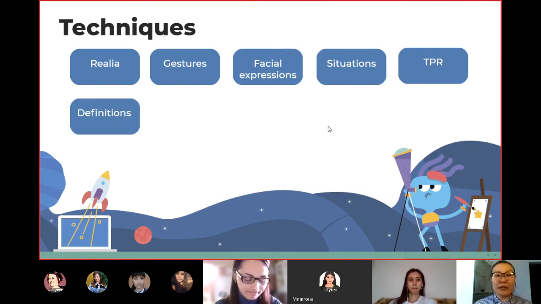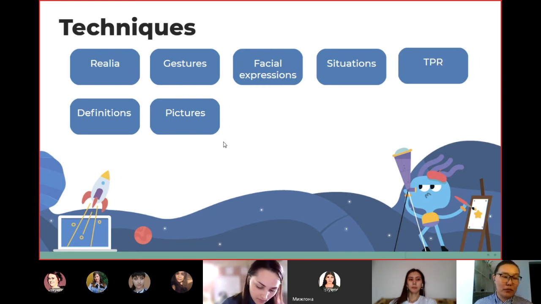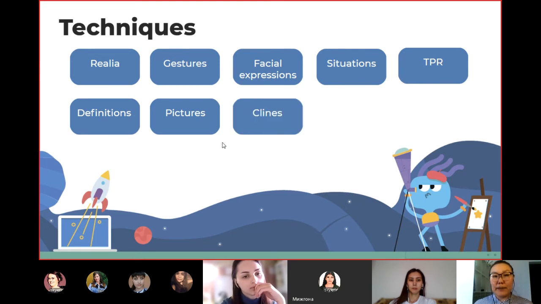Okay, definitions, again, they are appropriate for high-level students. Your example was really good when you explain the words with some simple language and help your student to understand. Okay, pictures for primary, for junior, high and low levels. They're always great. And they're great for students who get information visually.